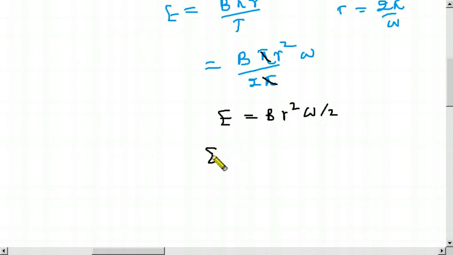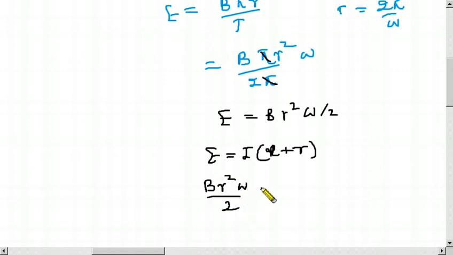So now the equation for ideal circuits, E equals I times (R plus r). That is in the lesson current electricity. So instead of this E we write B r squared omega by 2. So current we need to isolate.